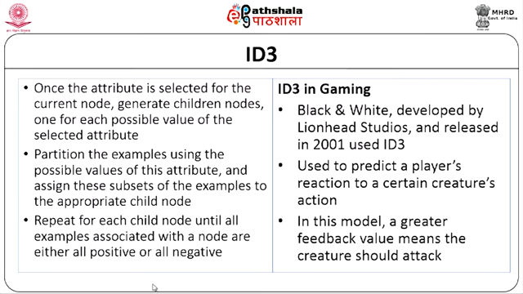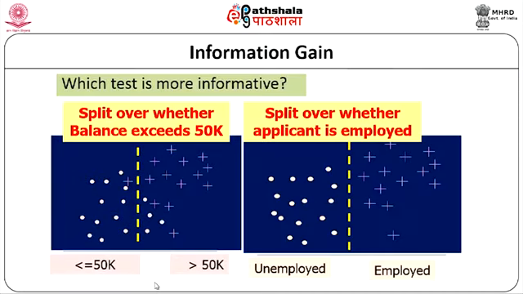Now, Black and White, a game developed by Lionhead Studios and released in 2001, used this ID3 decision tree. It was used to predict a player's reaction to a certain creature's action. In this model, a greater feedback value means the creature should attack; these are some of the attributes associated with the gaming. Now, let us take a look at this particular example of some attribute which has values lesser than or equal to 50k and greater than 50k.